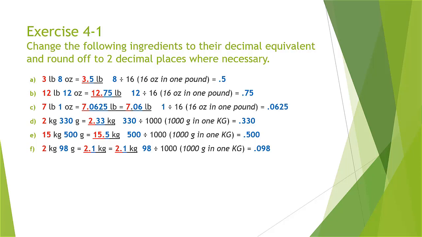2 kilograms and 98 grams. Again, 2 decimal, 98 divided by 1,000, and 98 divided by 1,000 is decimal 0.098. And when we round that off to the nearest decimal place, we end up with a final answer of 2 decimal 1 kilogram.